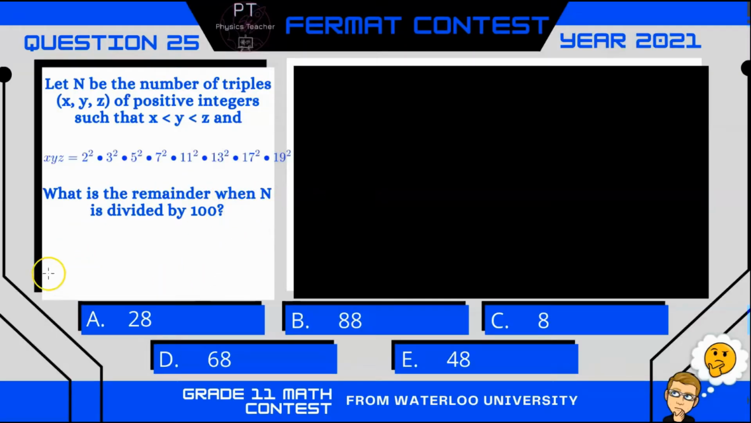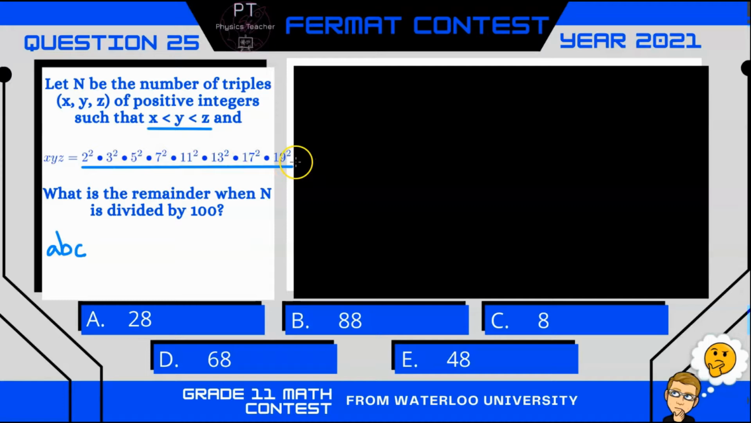Alright, so to start, I'm going to create a new set of triples, A, B, and C, where the product of A, B, C is equal to all of these prime squares. And the reason why I'm doing that is because I'm not going to consider this increasing order yet. I'm just going to consider every single possibility for these triples A, B, C that would be equal to these products of prime squares.